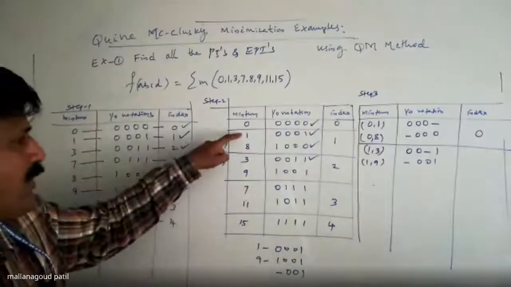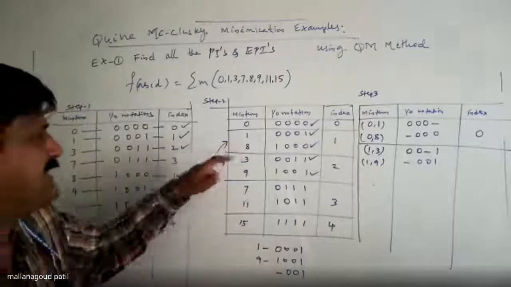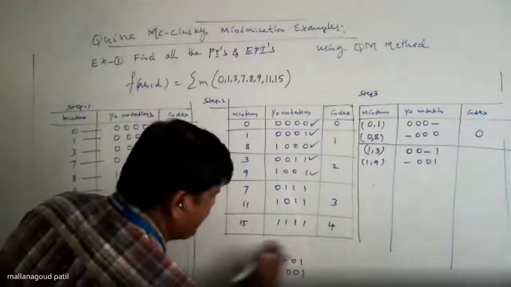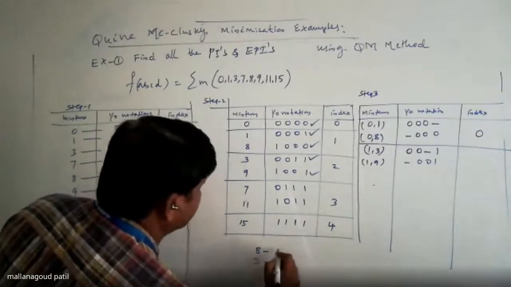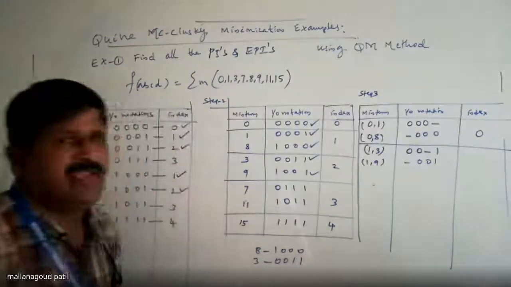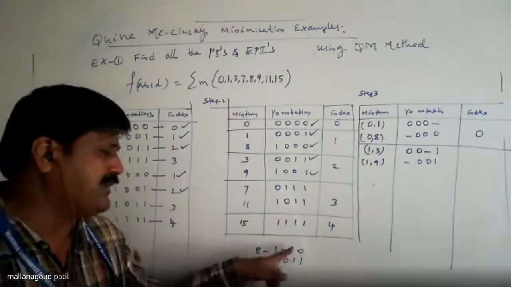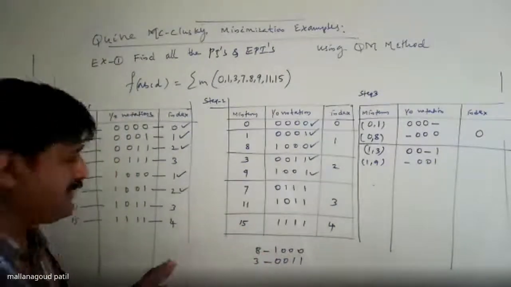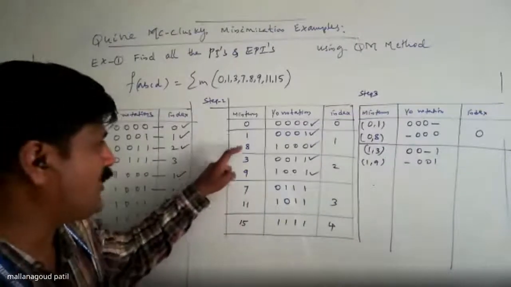Similarly, you can go for 8 and 9. You can mark 9 also. 8 and 3 can be checked. The 8 representation will be 1, 0, 0, 0. 3 will be 0, 0, 1, 1. Is it logical adjacent? No. First bit differs, third bit differs, fourth bit differs. Only one bit should differ. Then these two are not logically adjacent. Then I can skip 8, 3 and go to 8, 9.